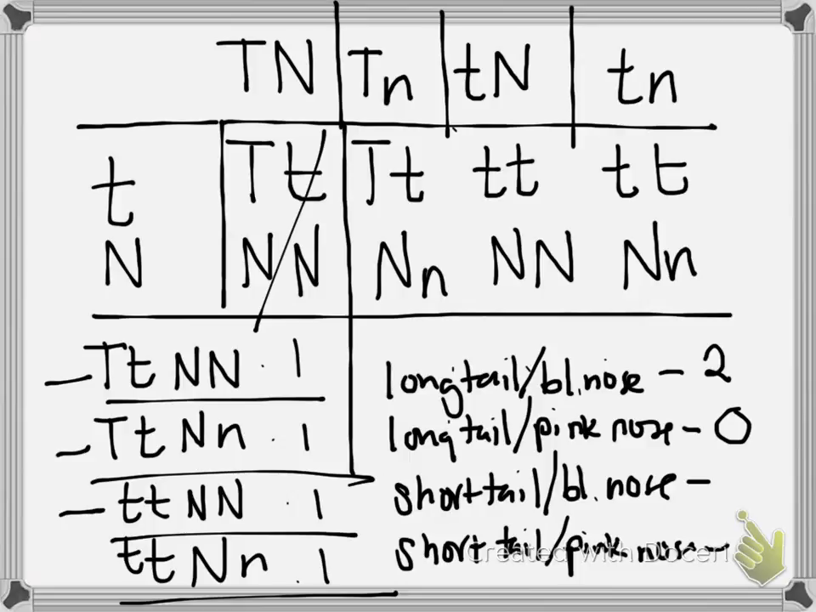This one, long or short tail? Short. What color's the nose? Black. So that's 1, and what about this one? Short tail, black nose. So we have 2. So this is a 2. The phenotype ratio is 2 to 0 to 2 to 0.